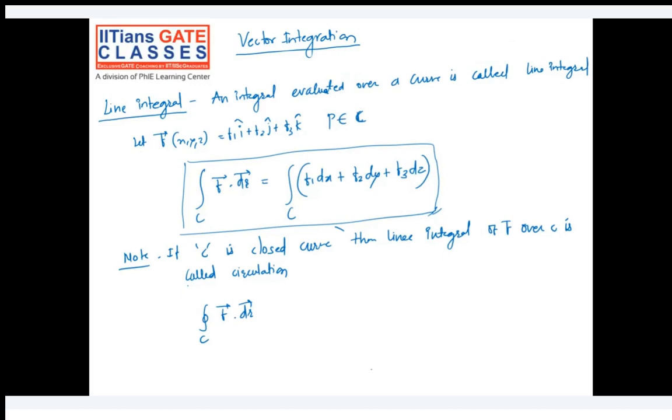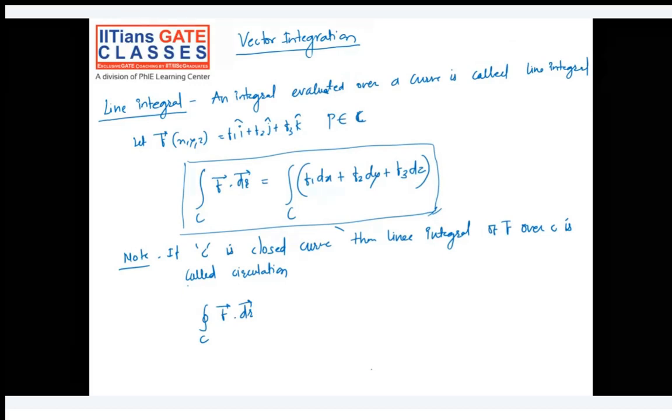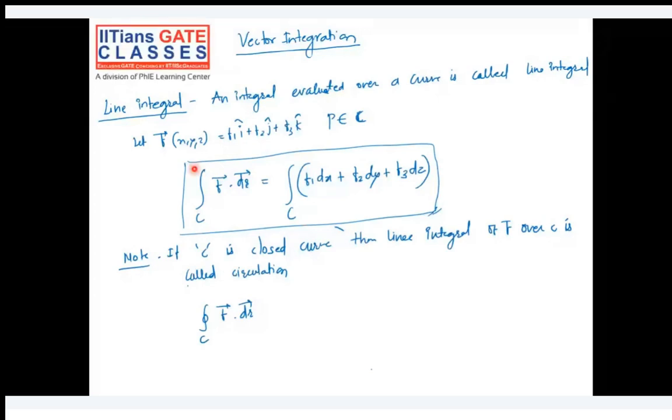Integration over curve C, f bar dot dr bar is given by f1 dx plus f2 dy plus f3 dz. Okay, where f1, f2, f3 are the magnitudes along x, y, z direction. So your f bar is f1 i plus f2 j plus f3 k. Okay, considering this, this is how we can write the line integral.